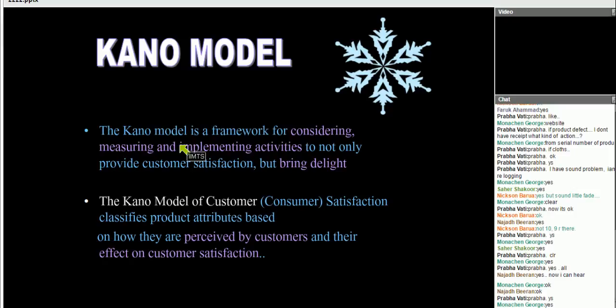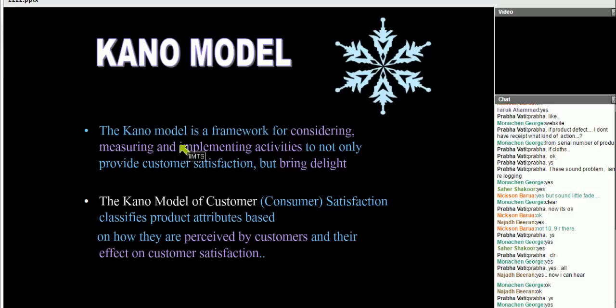So let's read about the Kano model. The Kano model is a framework for considering, measuring, and implementing activities to not only provide customer satisfaction but bring delight. Delight means happiness, right? So it is one of the models in which we make the framework for achieving customer satisfaction. We make strategies basically with the help of this model so that the customers are satisfied and happy with the service and quality of the product.